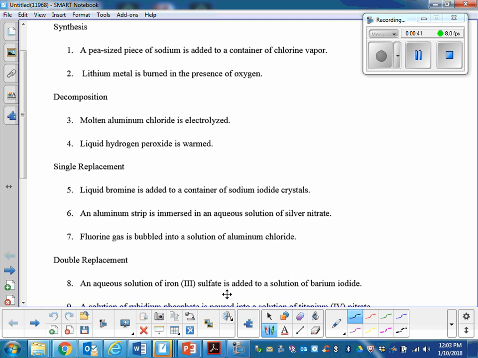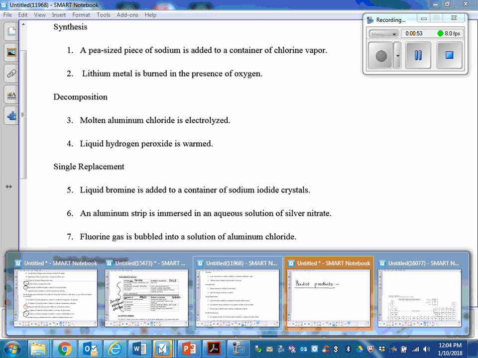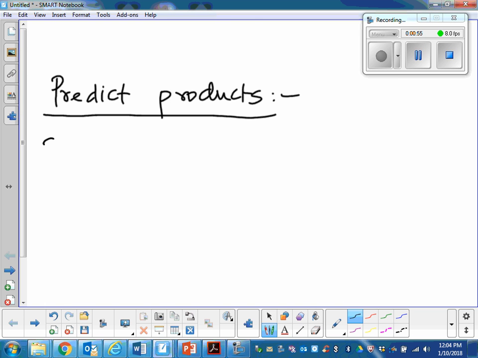We're doing a synthesis reaction. It says you're taking a small amount of sodium and it's being added to chlorine vapor. Are you with me? Alright? So the question says sodium is being mixed with chlorine, and you would like to know what the product is.